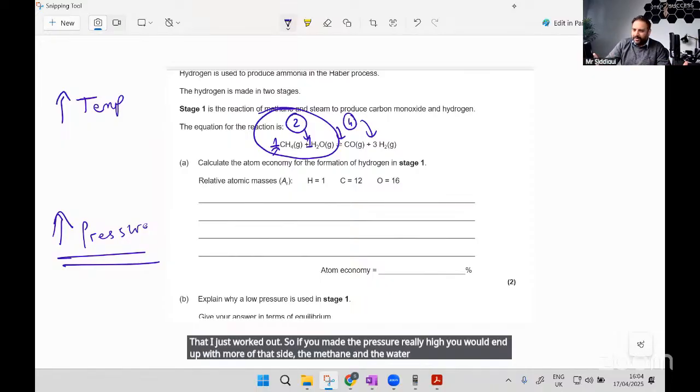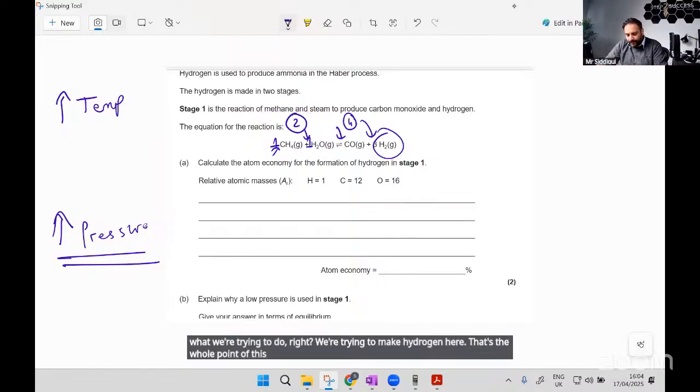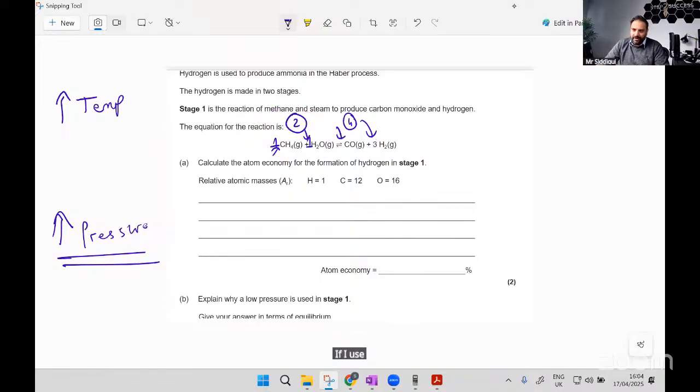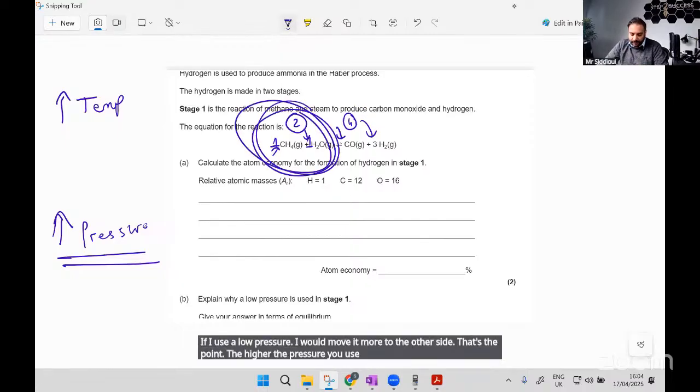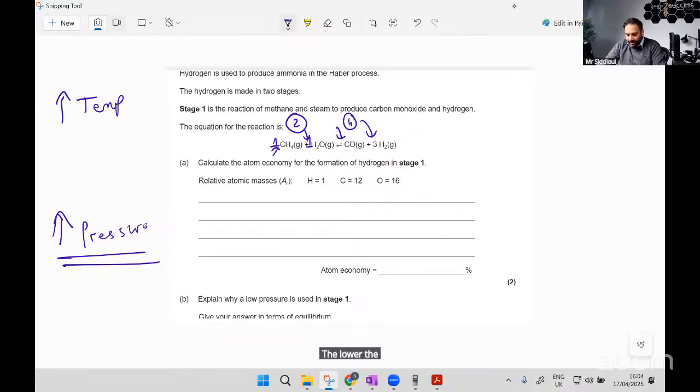But that's not what we're trying to do, right? We're trying to make hydrogen here. That's the whole point of this. So if I use a low pressure, I would move it more to the other side. That's the point. The higher the pressure you use, the more it goes this way. The lower the pressure you use, the more it goes this way. That's a converse, right? So higher the pressure, you move to the lower numbers side. Lower the pressure, you move towards the higher numbers side.